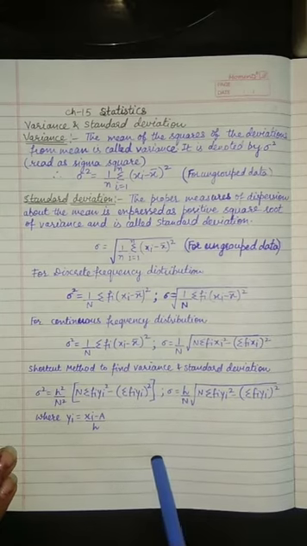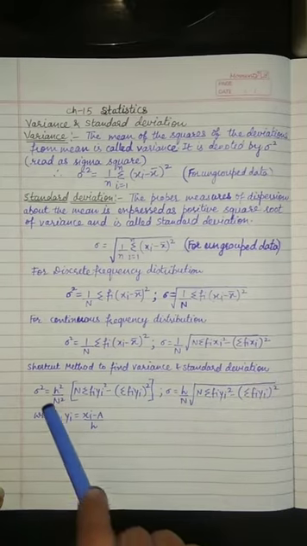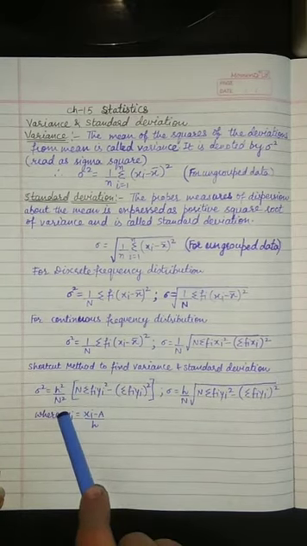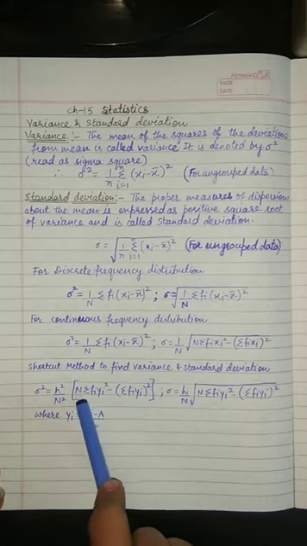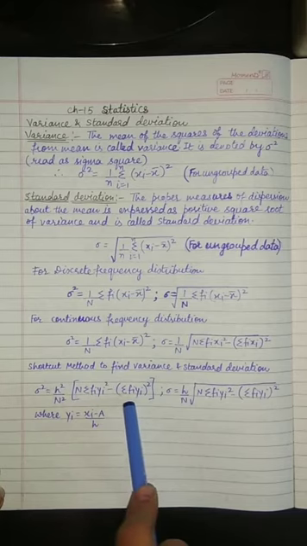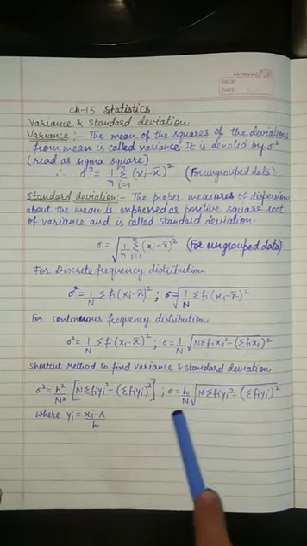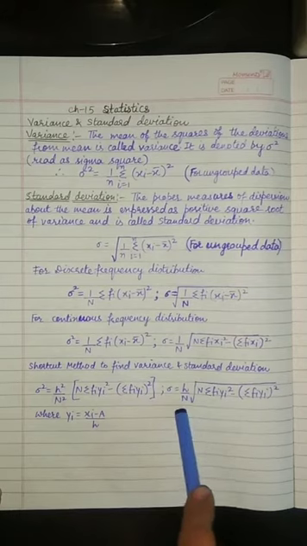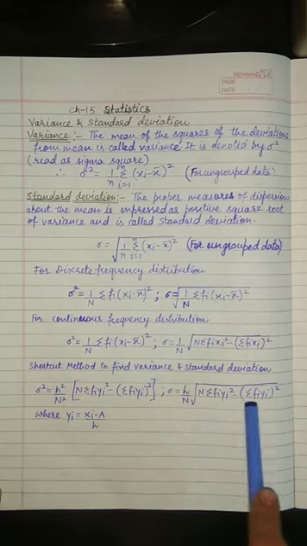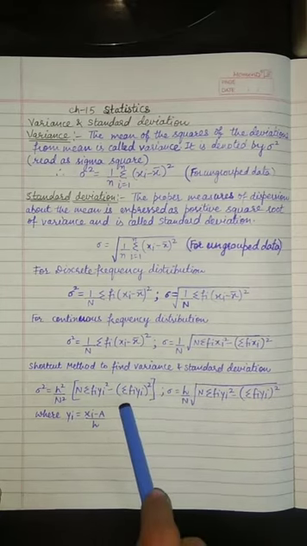Now there is another shortcut method to find variance and standard deviation. For variance, sigma square is h square upon n square into n sigma fi yi square minus sigma fi yi whole square. Then standard deviation is h upon n under root of n sigma fi yi square minus sigma fi yi whole square. Now what is yi here?